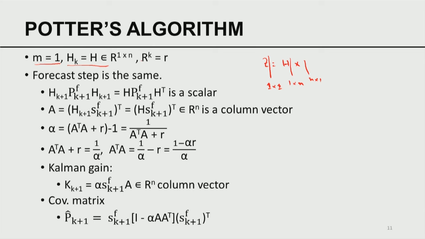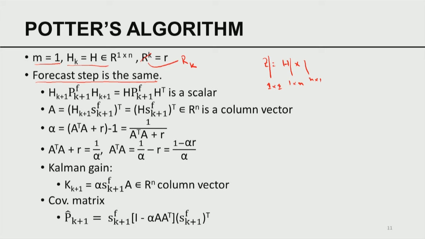R k, which is the variance of the scalar observation, is R. So the forecast step is the same. The forecast step is the same as the general equation that we have given in the previous slide.